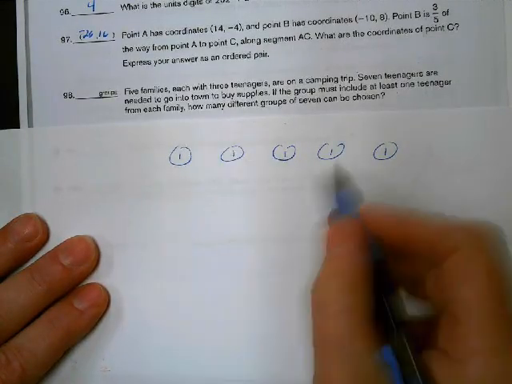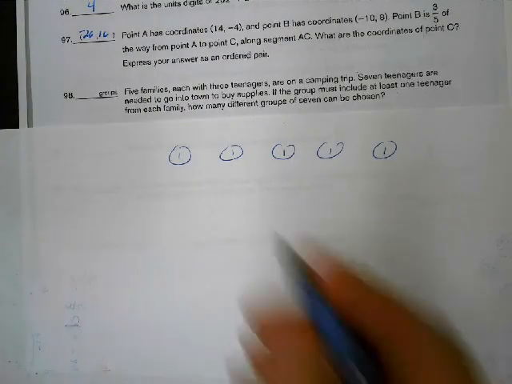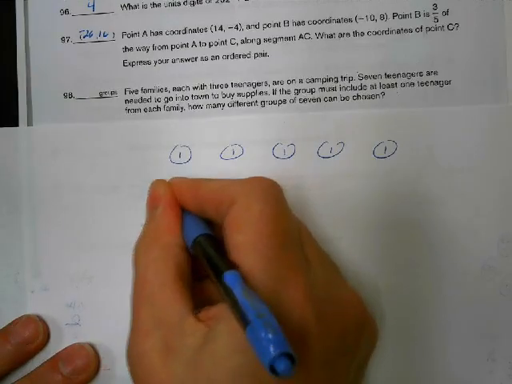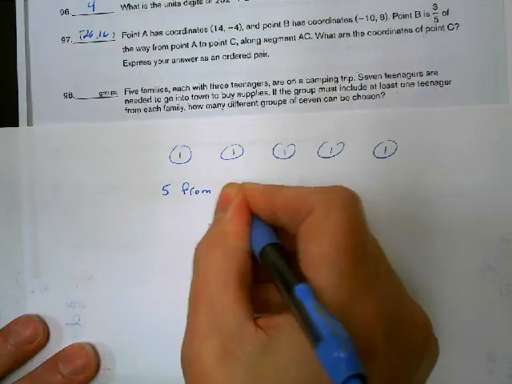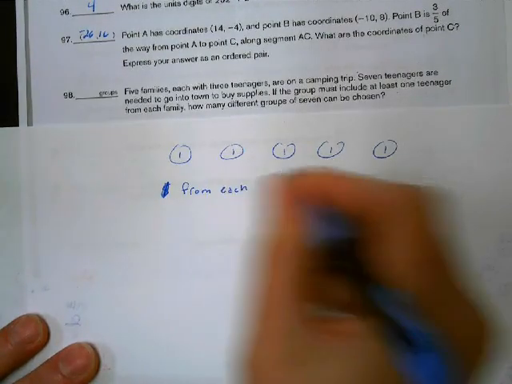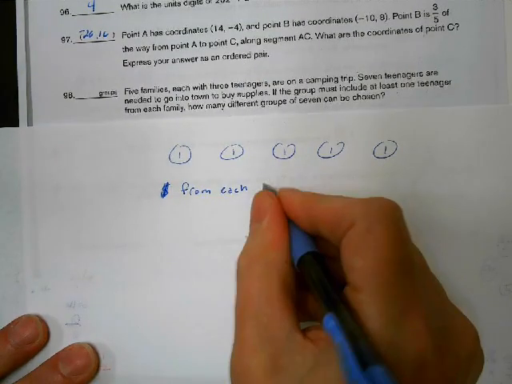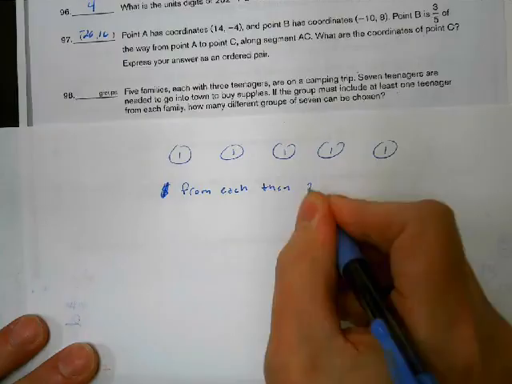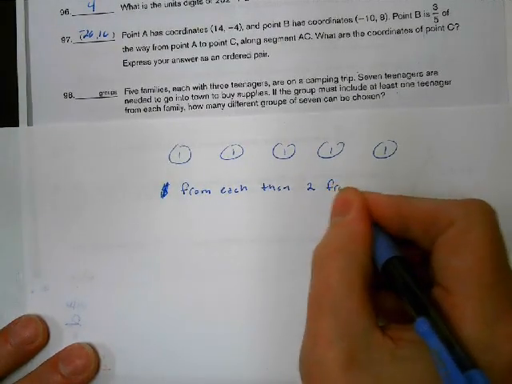So if we do 5 from each family, or 1 from each family. 1 from each family, so that's 5. And then 2 from just one family. That would be one way to do this.